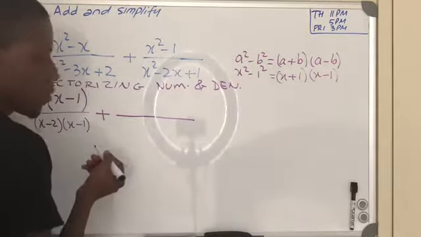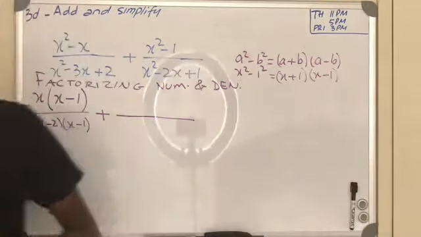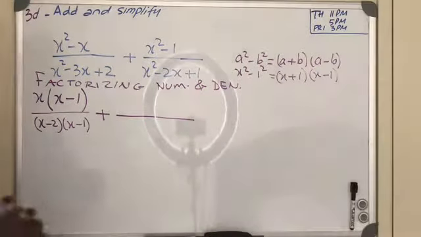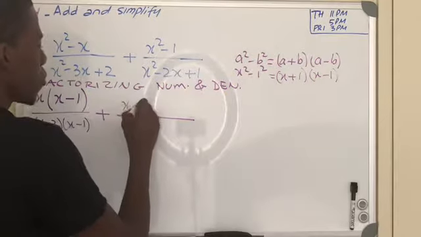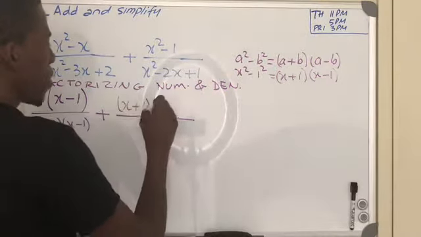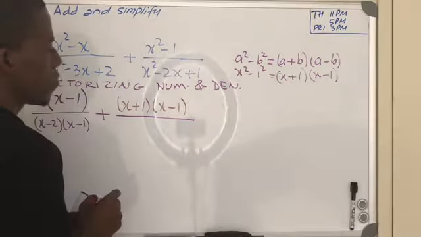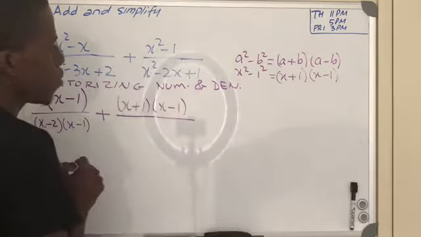Good. So this one is filling out. That's going to give me x plus 1 times x minus 1. I got that. Okay, now I have to factor out these two.